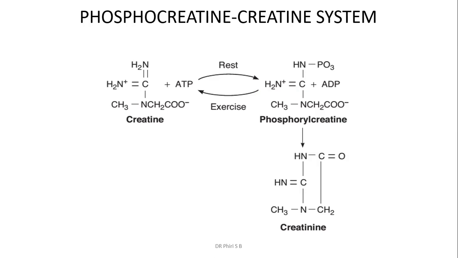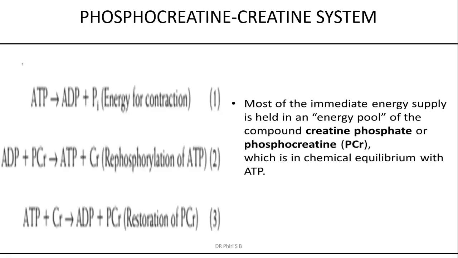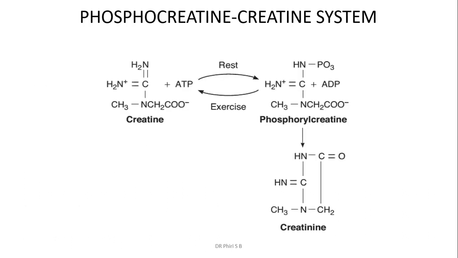So this is creatinine that is also produced in muscles. In renal physiology, it is also used for renal function tests. You will understand that later on, but it's being produced by the muscles. So it's the same system. During resting, the creatine will react with ATP to form phosphorylcreatine with ADP. If you are exercising, the reverse will take place.